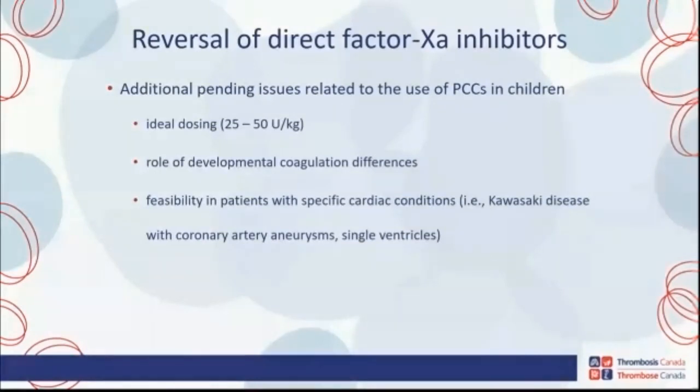Secondly, there are particular instances, perhaps an equivalent of coronary artery disease would be Kawasaki disease, where a superantigen may cause coronary aneurysms that may occlude. Similarly, single ventricle patients are extremely prothrombotic, and they will be receiving DOACs for primary prophylaxis.